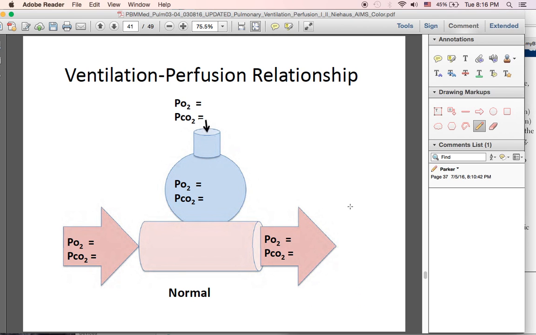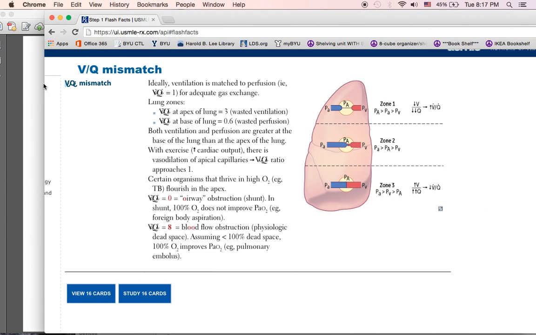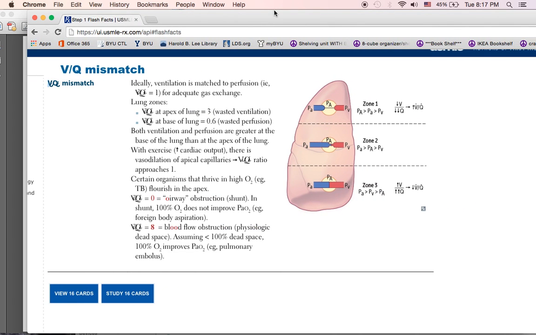Okay, so let's talk about a VQ mismatch. In order to understand how a VQ mismatch creates a defect, it's important to understand what's normally going on in the lung.